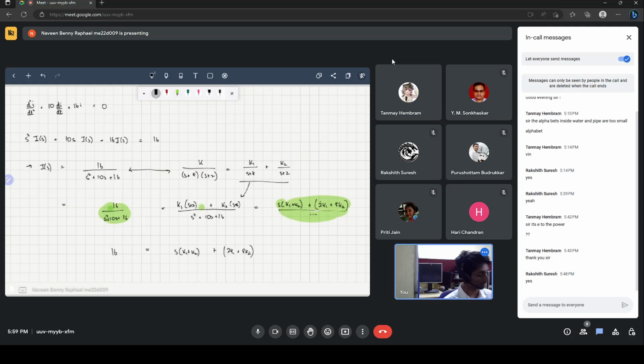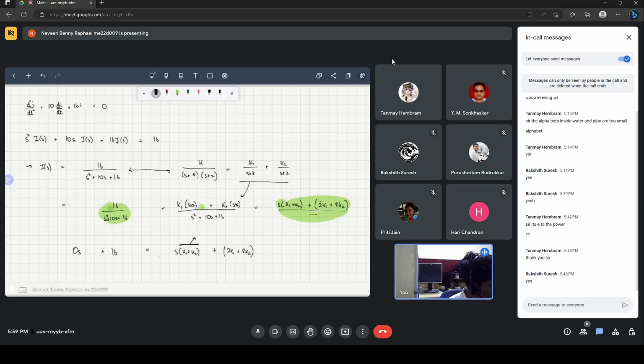But this is a function in s. If a function in s has to equal a constant, that means this term k1 plus k2 has to equal 0. Essentially, we are saying that there's a plus 0s here. Two polynomials are only equal if each of their coefficients are equal.